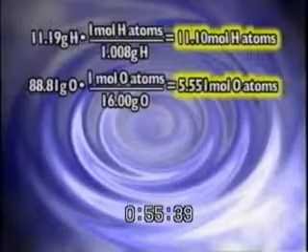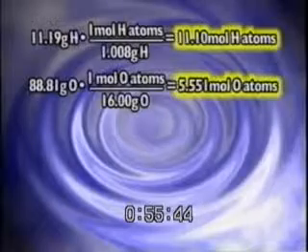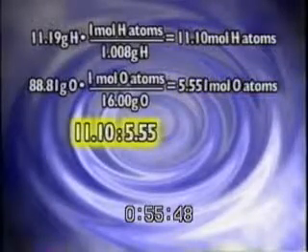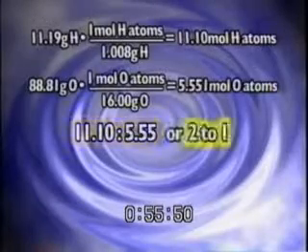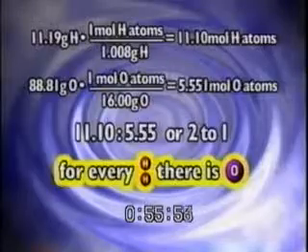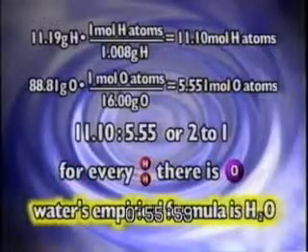So let's look at the ratio of moles of hydrogen atoms to moles of oxygen atoms. The ratio of moles of hydrogen to moles of oxygen is 11.10 to 5.55, or 2-to-1. For every 2 hydrogen atoms, there is 1 oxygen atom in our compound. So water's empirical formula is H2O.